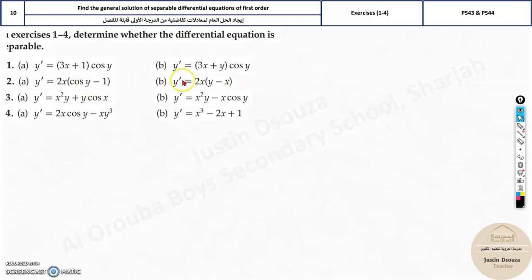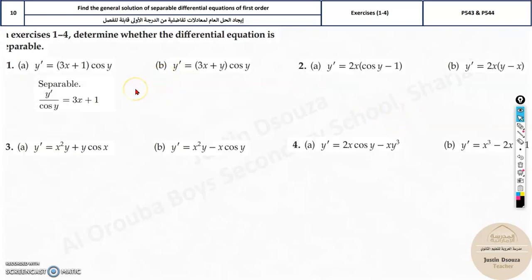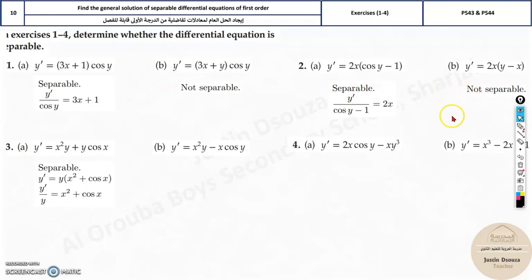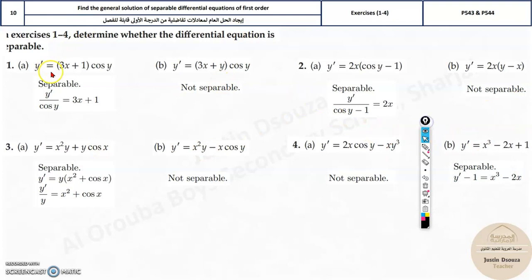Same way, you can try the other ones. Over here, all the answers are written. So please do check them and then see whether they are correct. Try to solve them by yourself and then check for the answers.